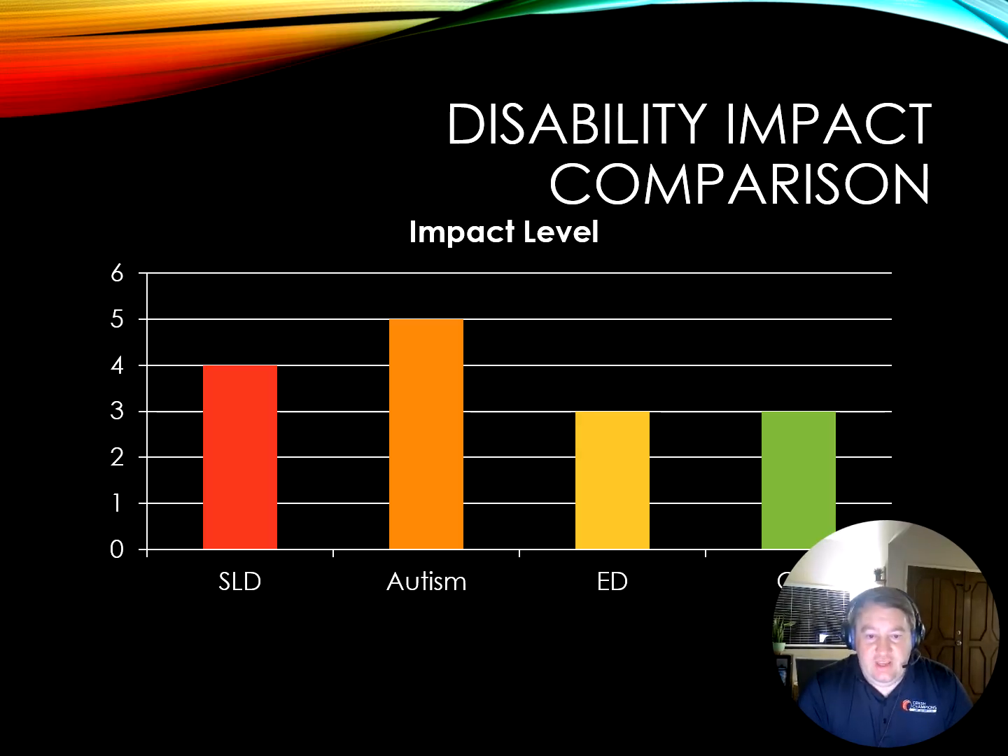This chart shows a general comparison of how these disabilities impact students. For example, autism tends to have a higher impact on social and behavioral functioning, while SLD mainly affects academic skills. The key idea here is that each disability impacts students differently, which is why individualized support is so important.